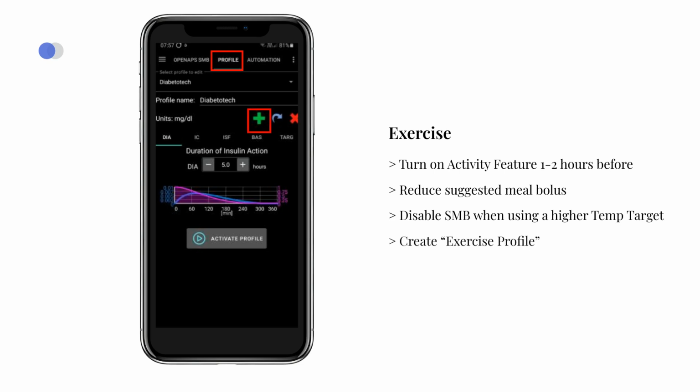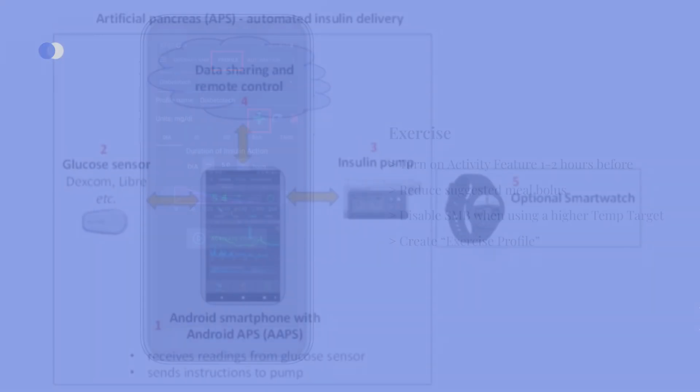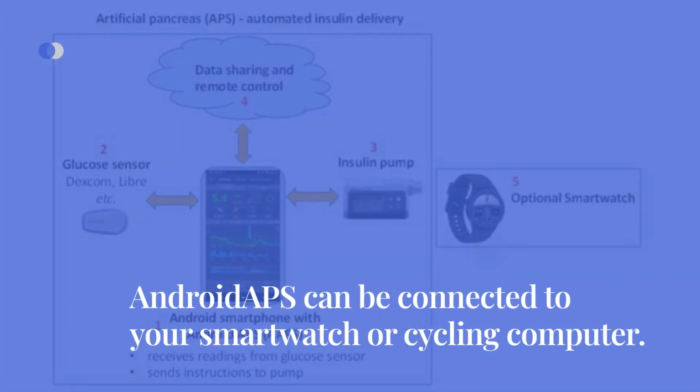Alternatively, you can create a dedicated basal profile in AndroidAPS specifically designed for exercise. This profile should incorporate lower basal insulin rates and increased insulin sensitivity to accommodate the impact of physical activity. 4. Take advantage of the integration capabilities of AndroidAPS by connecting your dedicated sensor app to your smartwatch or cycling computer. This allows for convenient monitoring of glucose levels and trend data during exercise.